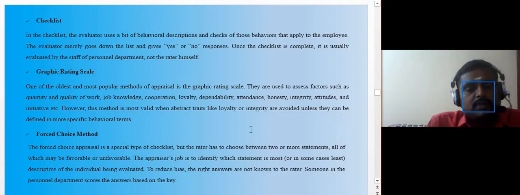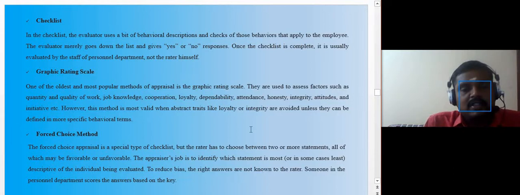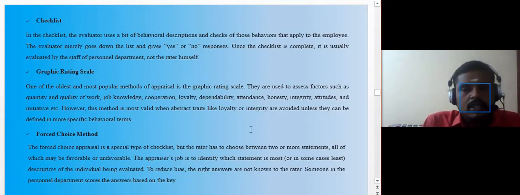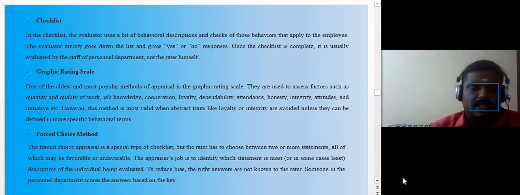The four-choice method. The four-choice appraisal is a special type of checklist, but the rater has to choose between two or more statements, all of which may be favorable or unfavorable. The appraiser's job is to identify which statement most, or in some cases least, describes the individual being evaluated. To reduce the bias, the right answers are not known to the rater. Someone in the personnel department scores the answers based on the key.